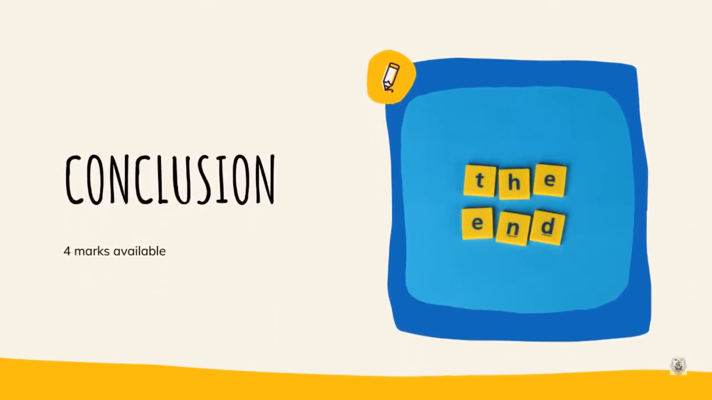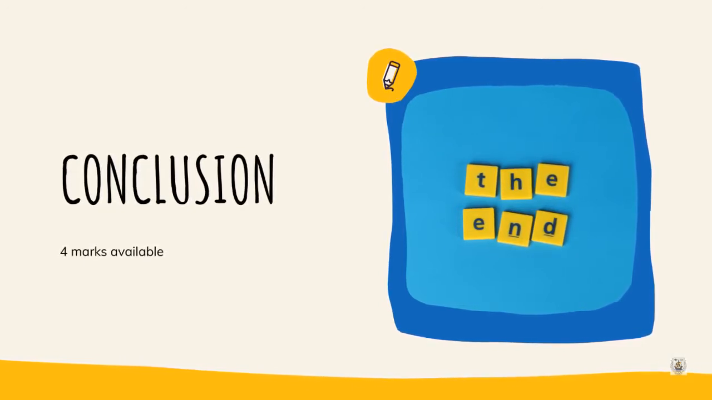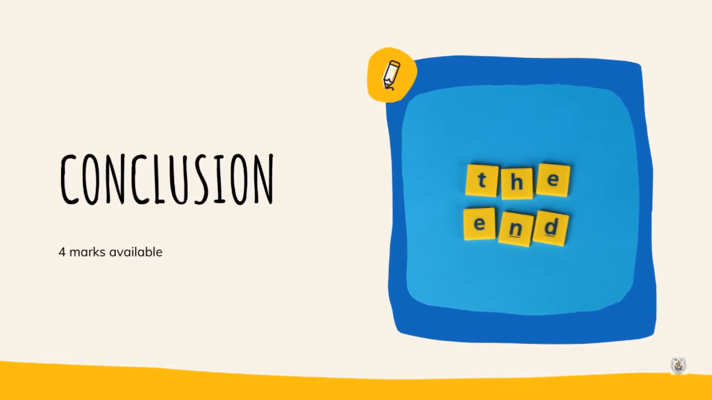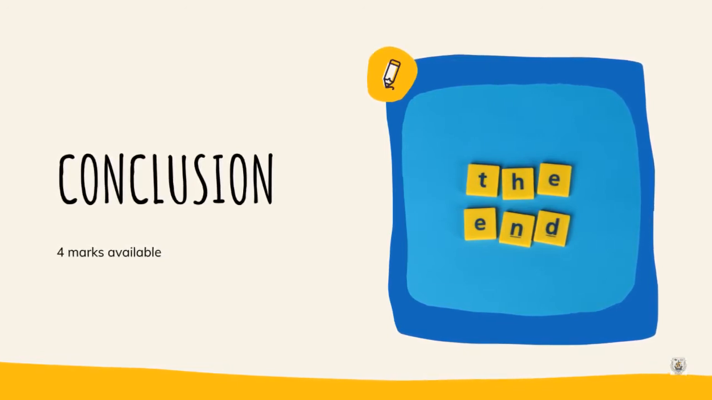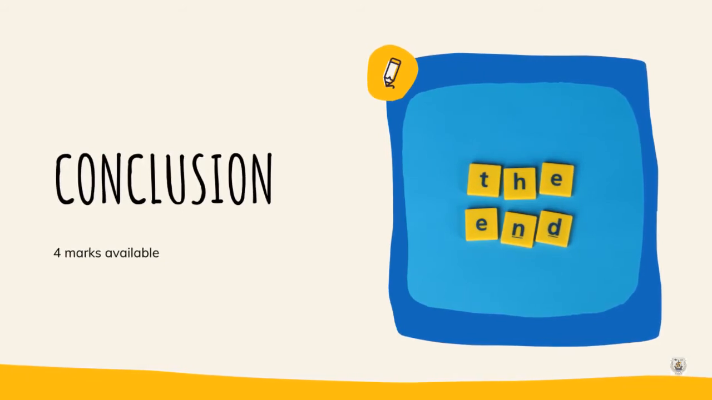The conclusion is worth 4 marks. In the conclusion, you should address the question and answer it. In this essay, you could rank the forms of democracy in terms of which is superior and why. You could offer arguments for and against each form of democracy.